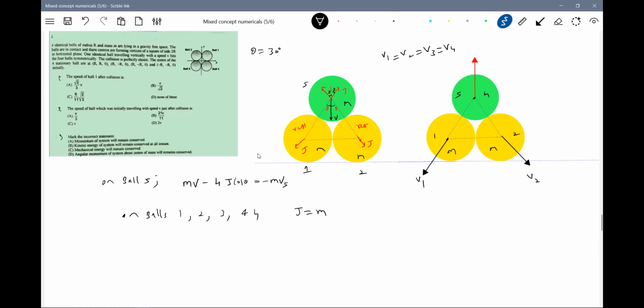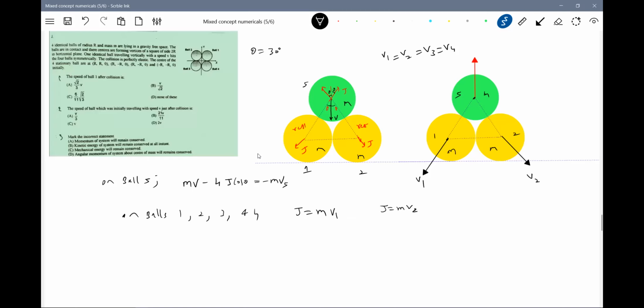Why must all 4 balls have the same speed? The same impulse J will act on them. Only 1 and 2 I'm able to show in the diagram. So 3, 4 also it will be. So therefore the impulse J should be equal to MV1, or it should also equal MV2.